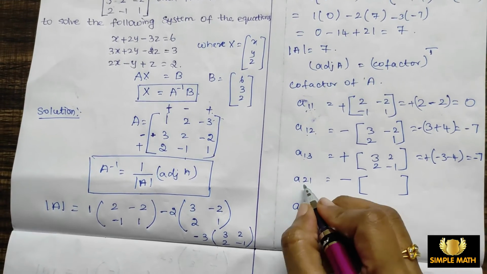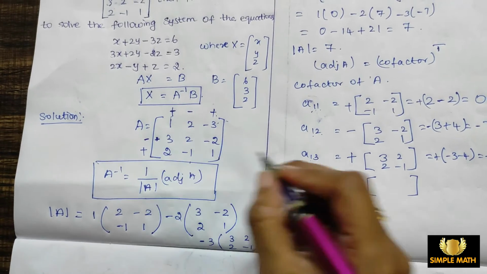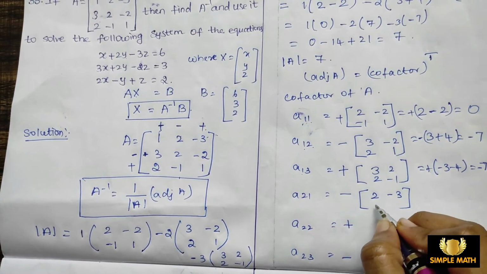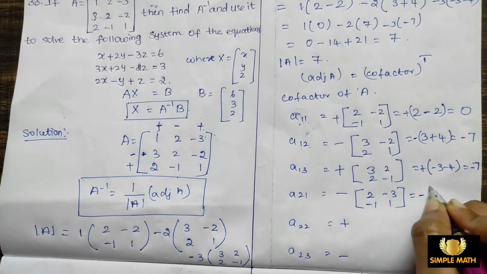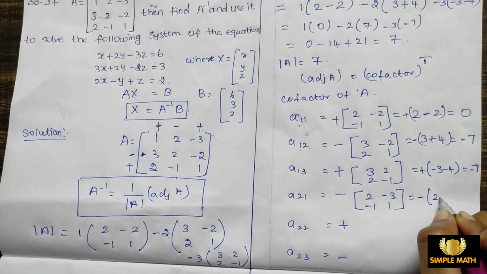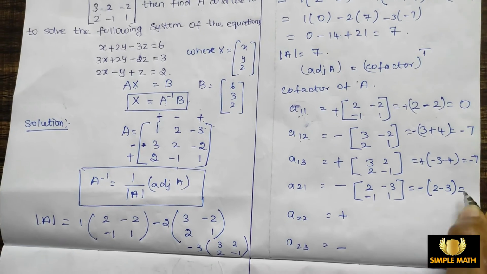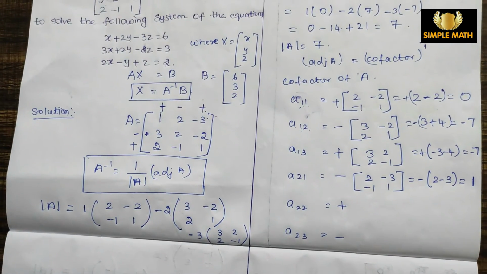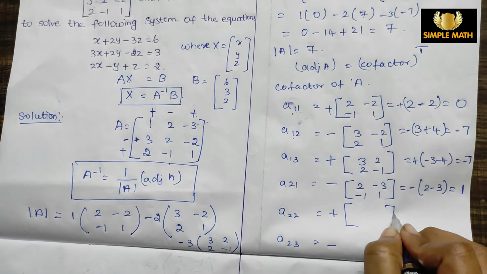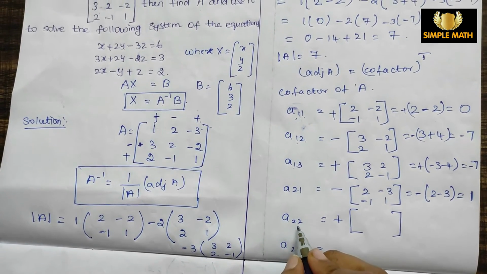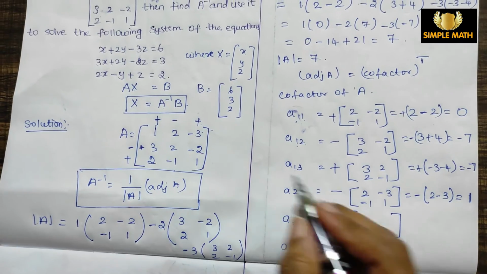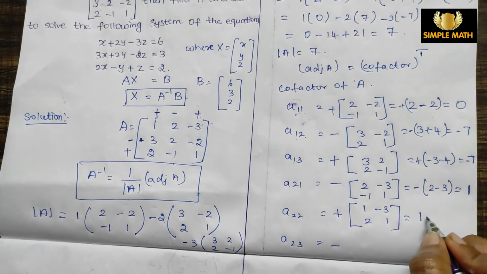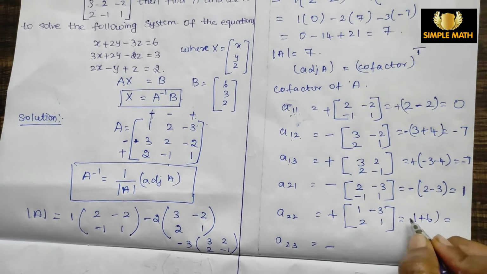Next value is A21. So leaving the second row and first column, 2 minus 3 and minus 1 plus 1, which is equal to minus of 2 minus of minus plus 3, again minus 3, equal to plus 1. Next value is A22. Leaving the second row and second column, the remaining terms are 1 minus 3 and 2 1, which is equal to 1 minus of minus plus 6, equal to 7.